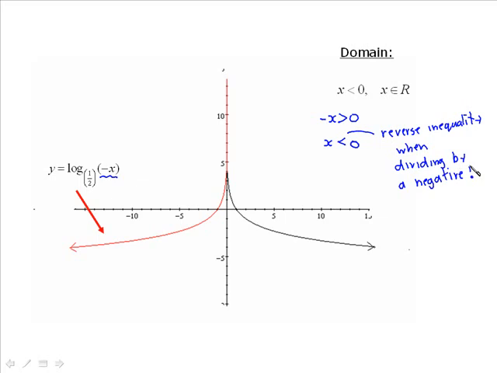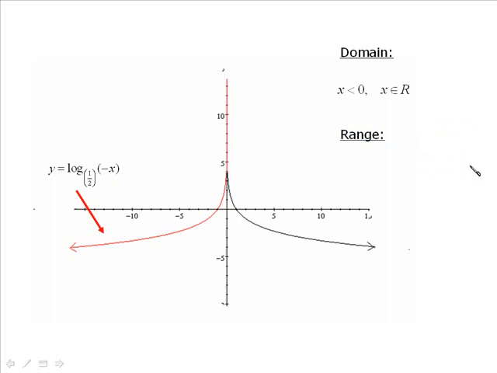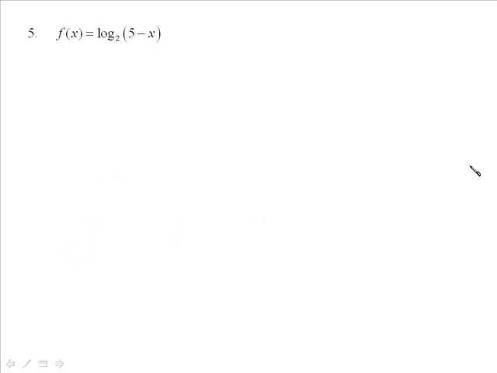Range, you'll see no change. So the range is going to be all real numbers, just as it always is for logarithmic functions. Let's take a look at another one.